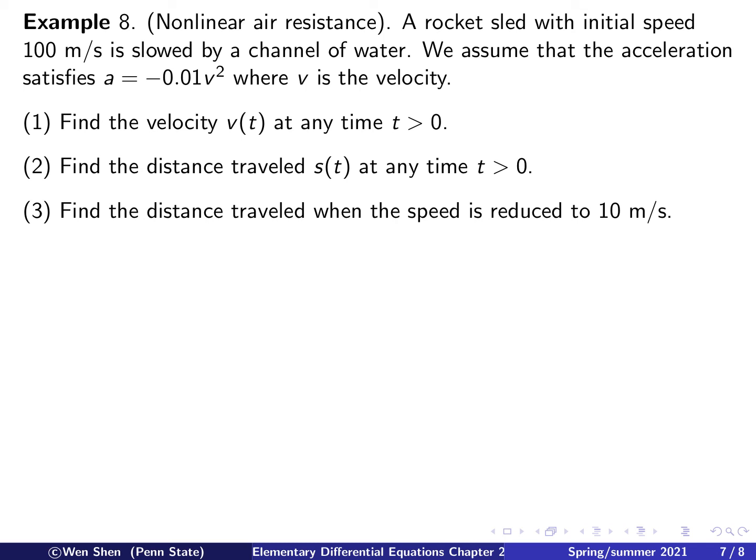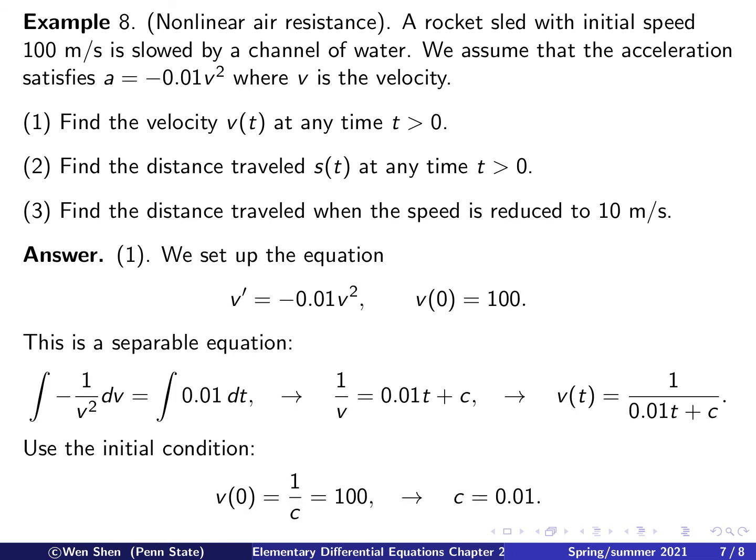the acceleration, actually deceleration, it's a negative acceleration, satisfies that a is negative 0.01 v squared. So it's proportional to the square of the speed. And we have three questions. 1, find the velocity as a function of t. 2, we want to find the distance traveled at any time. And 3, we want to find the distance traveled when the speed is reduced to 10 meters per second.